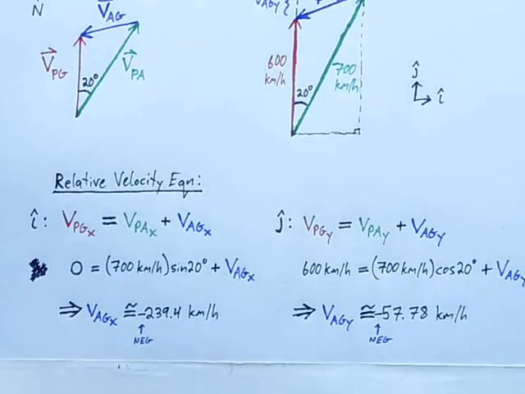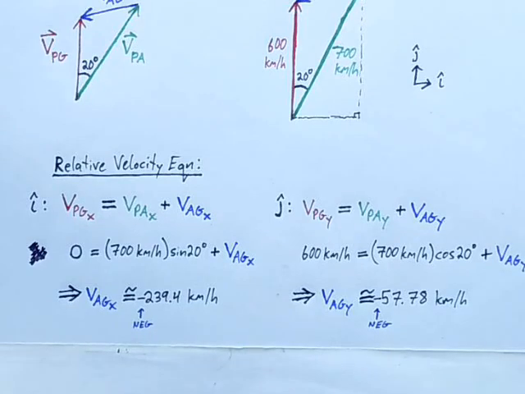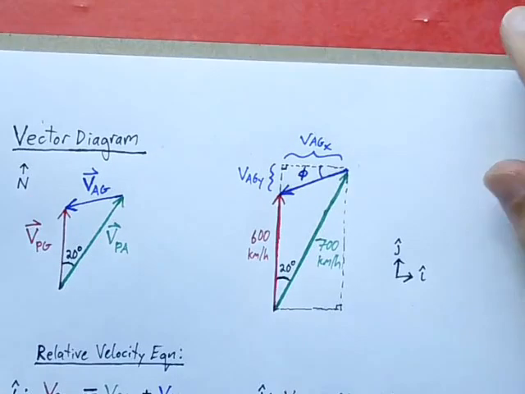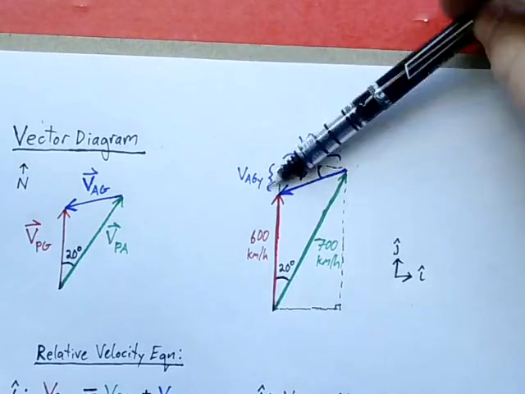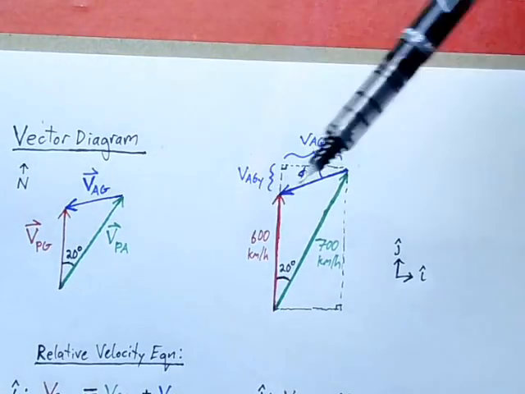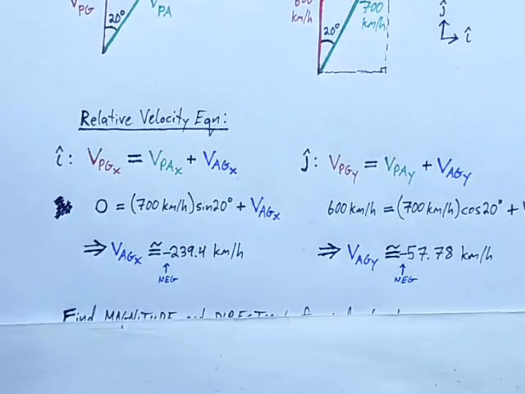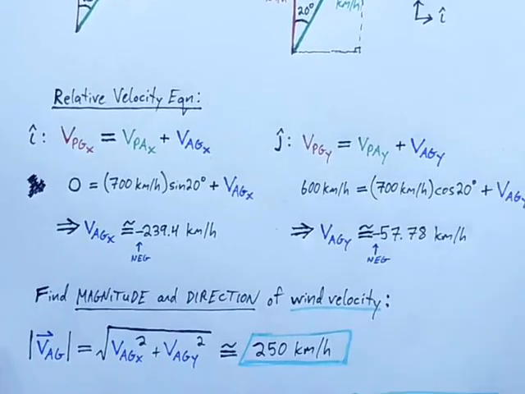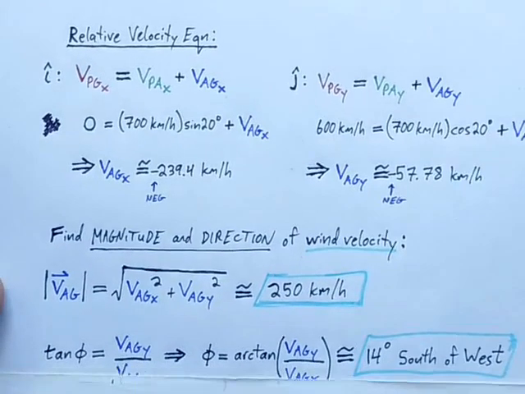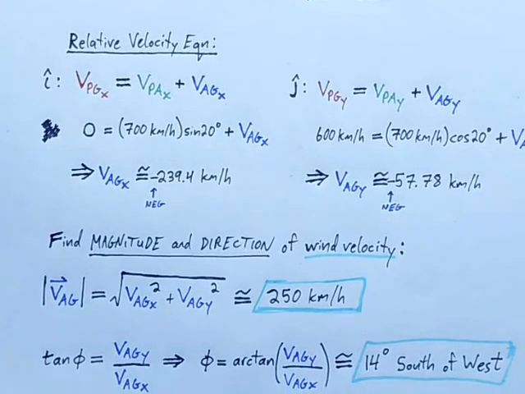Run the numbers, and we get these values. Note that they're both negative because our wind is pointing in the negative x direction and in the negative y direction. Okay, we're basically done. We've got our two components. Now just conclude by finding both the magnitude and the direction of the wind velocity.